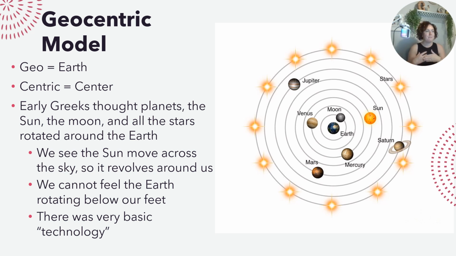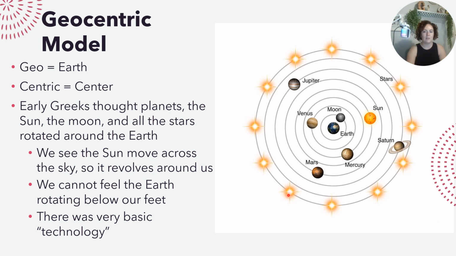So we used to believe, because humans are very egocentric, meaning that everything should just revolve around us, we used to believe in what is called a geocentric model. Okay, geo meaning earth, geology is the study of earth, centric meaning center. Okay, this is what the early Greeks thought our planets, the sun, the moon, and all of the stars used to be set up as.